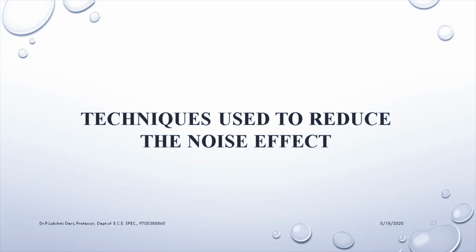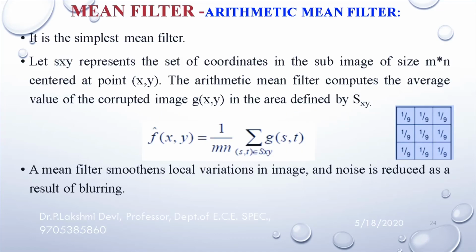Okay. Now, what are the techniques used to reduce the noise effects? Whatever noises we discussed, how do we reduce those noise effects? Here you can see different filter mechanisms. Basically we have two types of filters for minimizing all these random noises in the spatial domain. One is mean filters, second one is order statistic filters. In this video, we'll see these two filter mechanisms for minimizing random noises in the spatial domain.